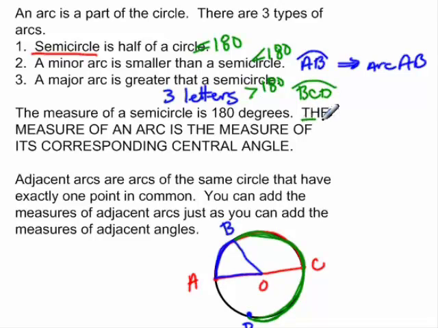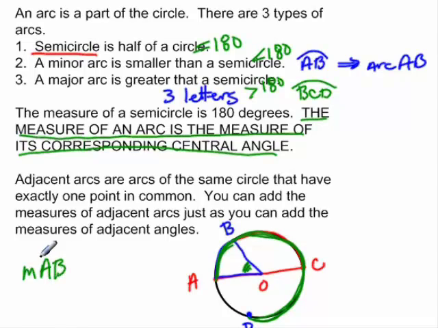Now, what do we know? The measure, notice it's capitalized, of an arc is the measure of its corresponding central angle. So we have two different things we can look at: the measure of the angle, or the measure of the arc. They will be the same. The measure of arc AB would be equal to the measure of its central angle, in this case angle AOB. So really keep that in mind. The measures of angles are the same as the measures of their arcs.